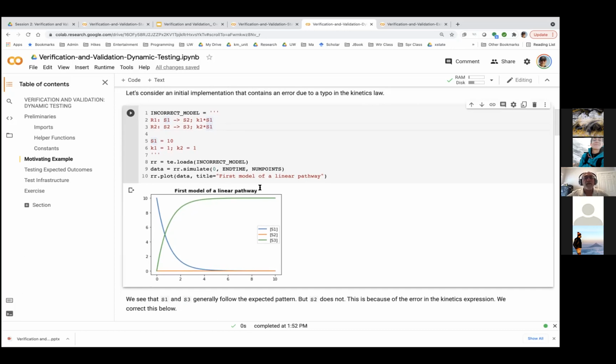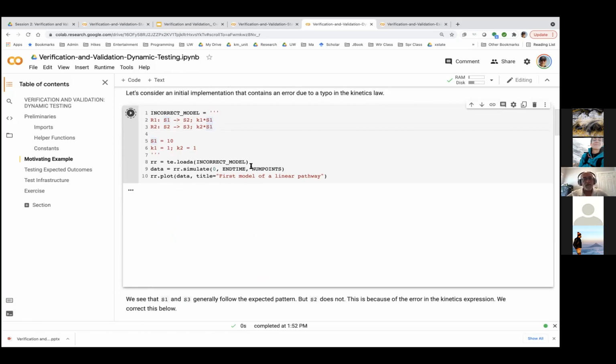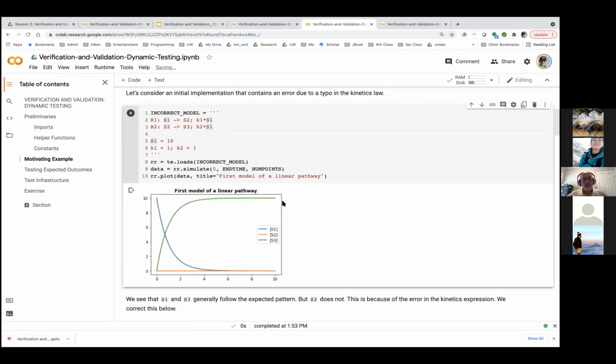So this is a very easy typographical error to make. This is intended to be mass action kinetics. I used the wrong chemical species. It should have been the reactant over here, and instead I used something from a different chemical expression. As a result, I get the right outcome for S1. Its mass gets transferred over, it declines, and S3 rises, but S2 is always 0.